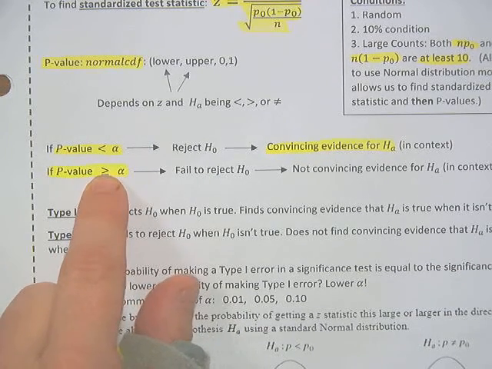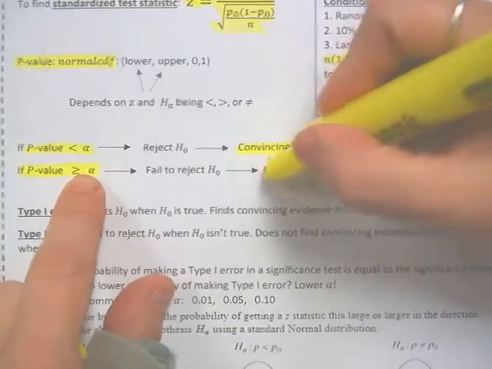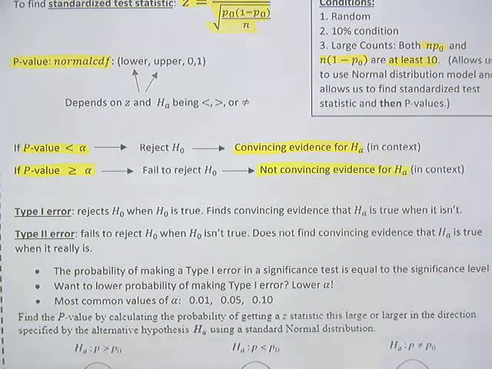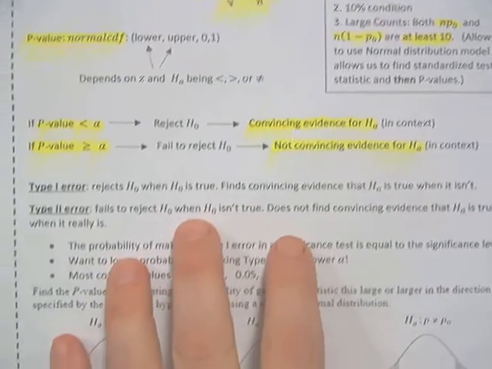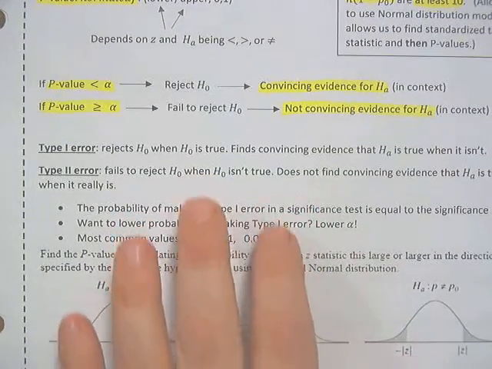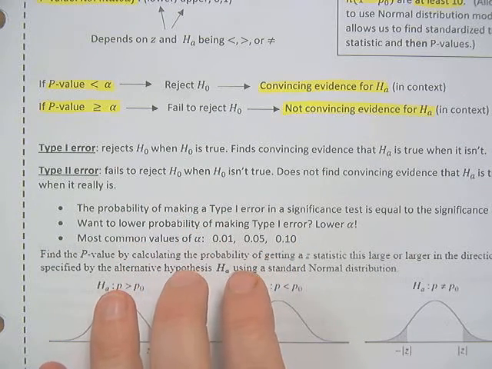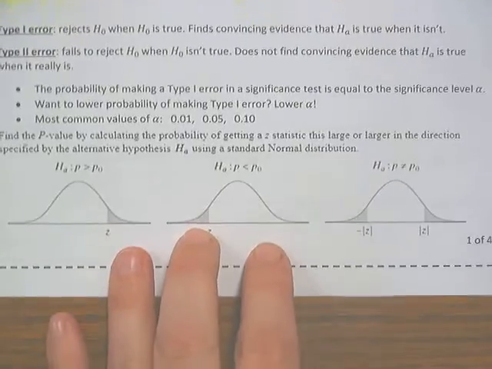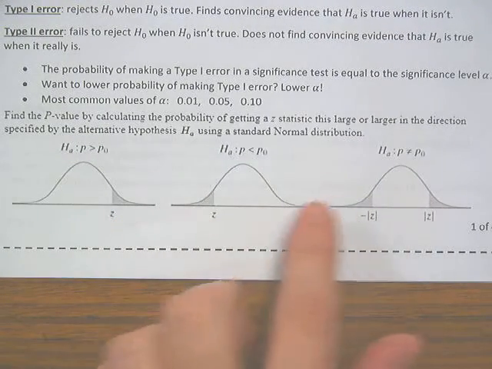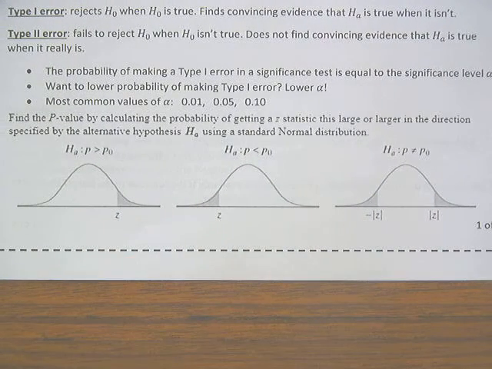If the p-value is greater than alpha, then you are going to write your conclusion sentence saying that there's not convincing evidence for HA in context of the problem. Now, for now, I want you to skip over this type 1, type 2 error stuff because luckily that's not in the 4-step process. We're not going to worry about that today. But these 3 teeny tiny little pictures at the bottom are so very important.